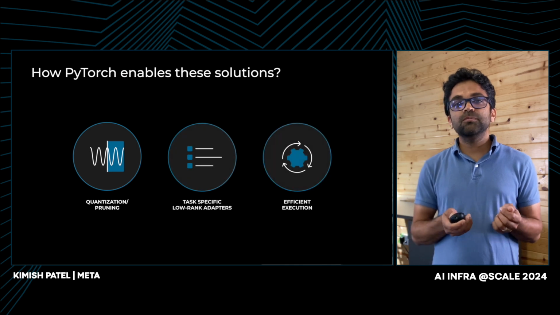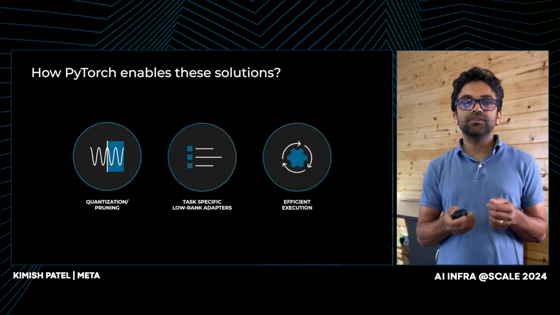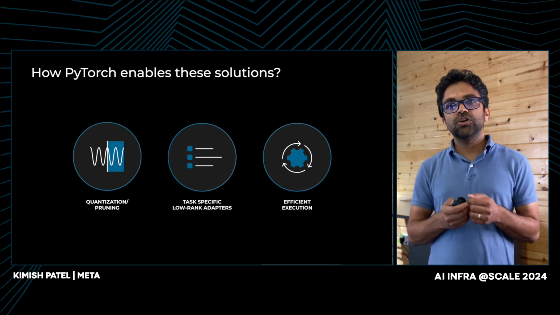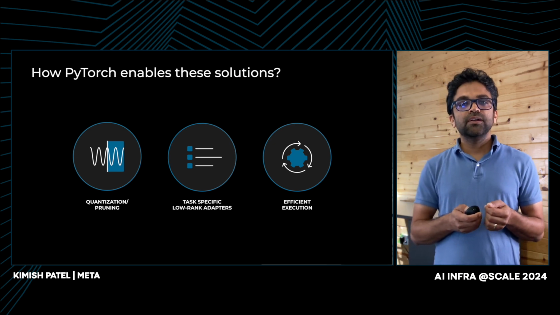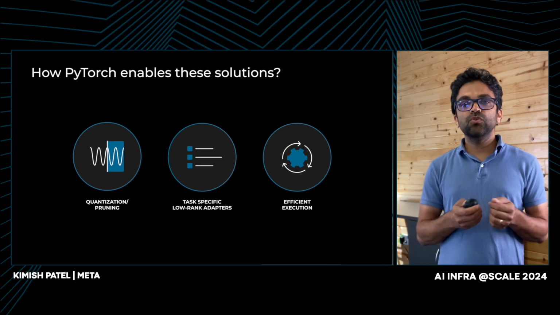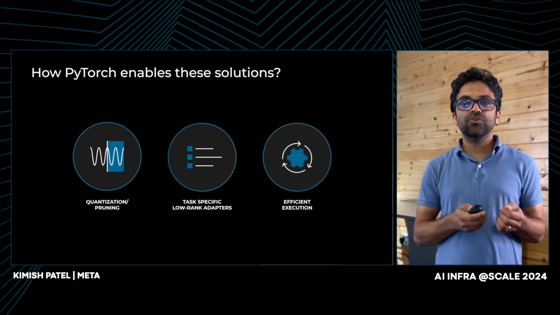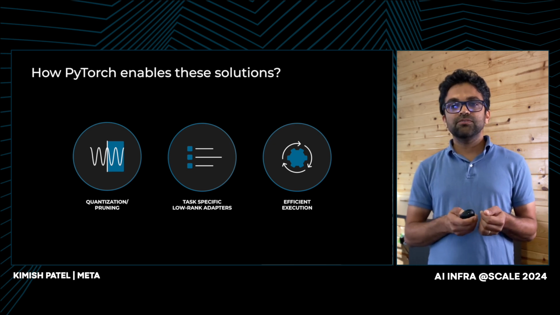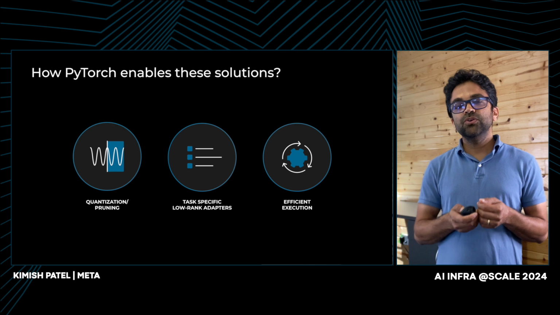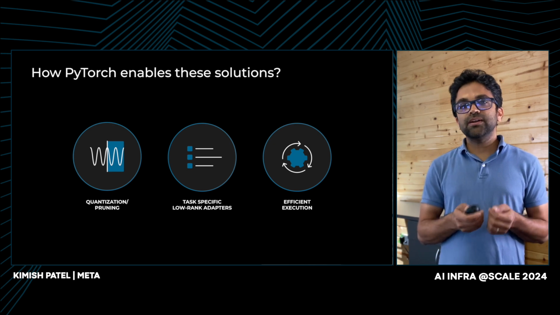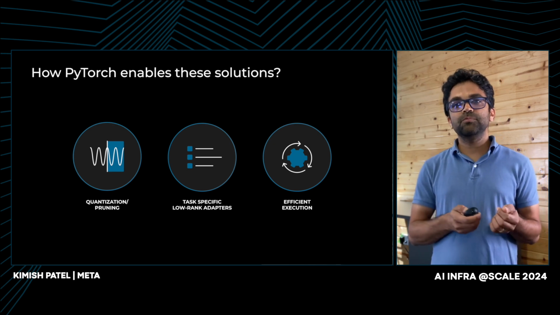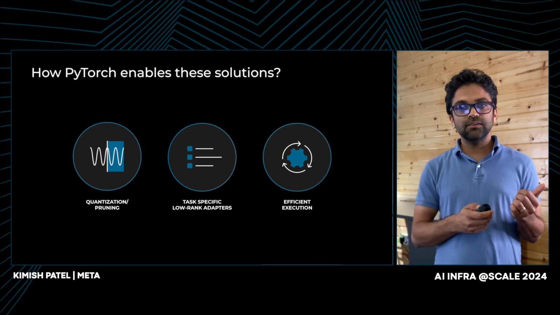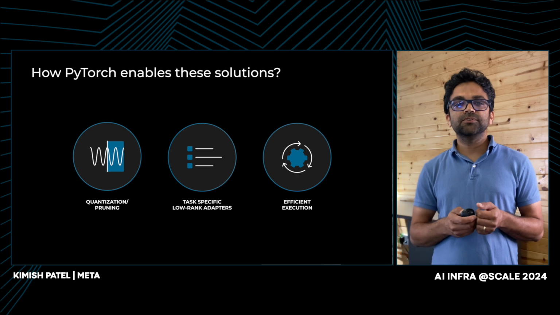Okay, so we talked about the solutions we can employ to address these challenges. Let's see how PyTorch enables these solutions. TorchAO is a PyTorch library where we are working with the community to enable low-bit dtypes such as int4 or FP6 and quantization schemes such as GPTQ and HQQ, as well as providing pruning APIs. Using these APIs, you can quantize a large model to 4-bit or 3-bit dtypes. TorchTune, which was introduced earlier, allows us to fine-tune small-size adapters.